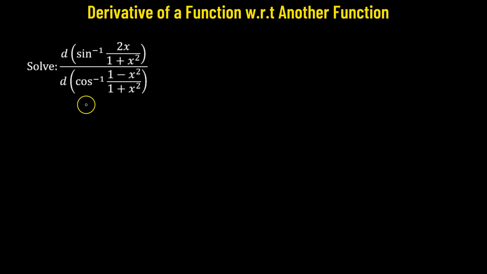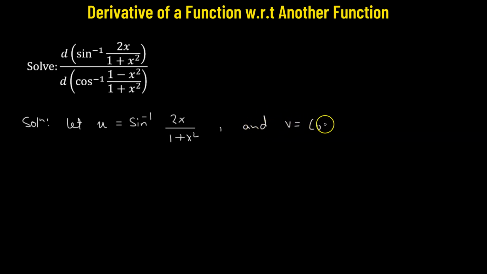Here in this problem, we need to obtain the derivative of a function with respect to another function. To solve such a problem, we will begin by considering a function u, which is a function of x, to be equal to inverse sine of 2x over 1 plus x squared. And we will consider another function v, which is given by cosine inverse of (1 minus x squared) divided by (1 plus x squared). Now that means our goal will be to find the derivative of u with respect to v. We'll need to find its value.